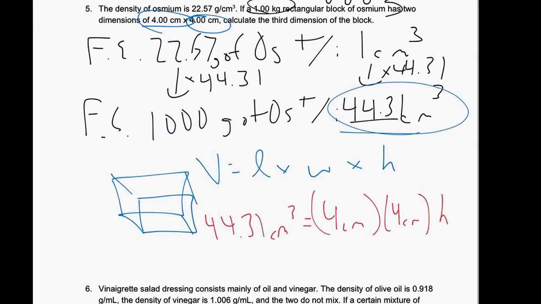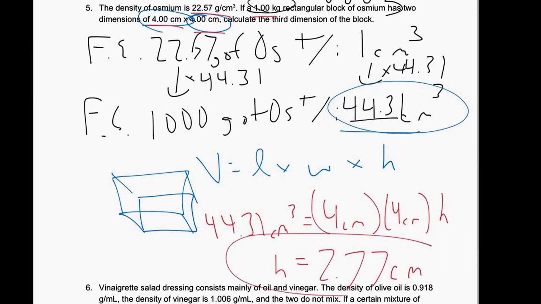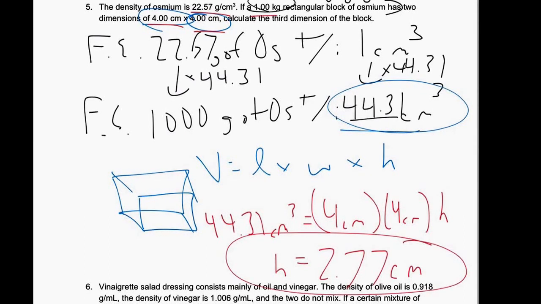So 44 divided by 16, that's going to be 2 something. 44.31 divided by 16 is, the height is 2.77. This is where I need to round, like 3 sig figs, so centimeters. Okay, and the last one is pretty tough here.